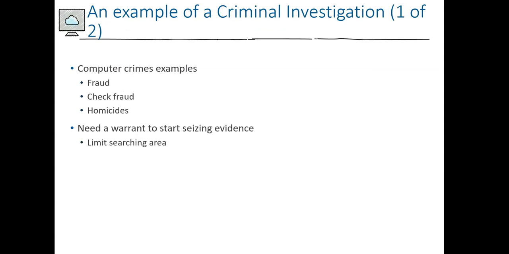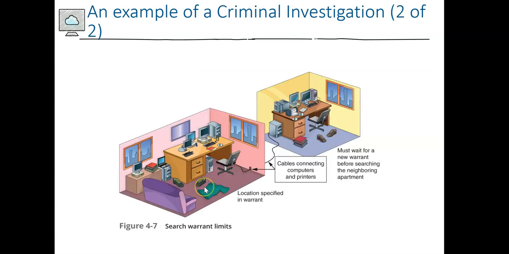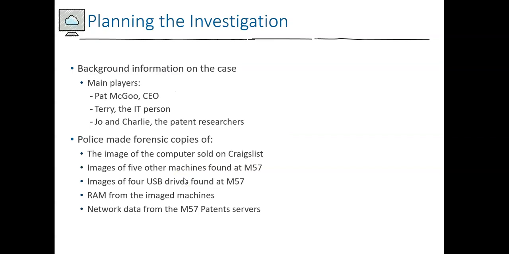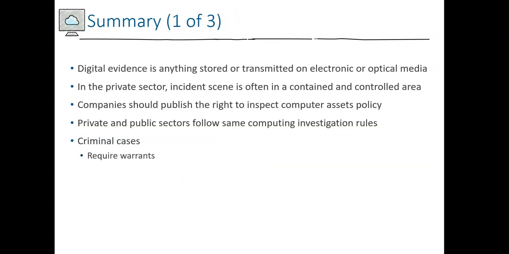For example, computer crime examples: fraud, check fraud, and homicide. You also need a warrant to start seizing this evidence or any evidence. So here the search warrant is limited, for example to this computer or that computer, and stuff like that. So, reviewing the background information throughout the book, use data files. This is a kind of thing we don't have a lab for in this class.